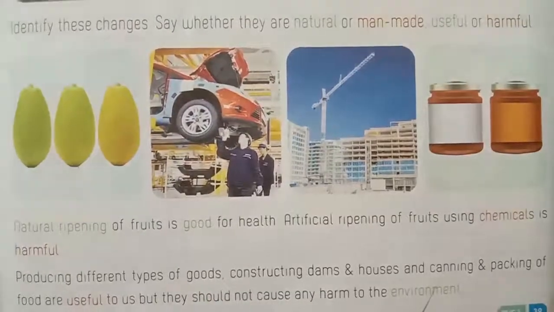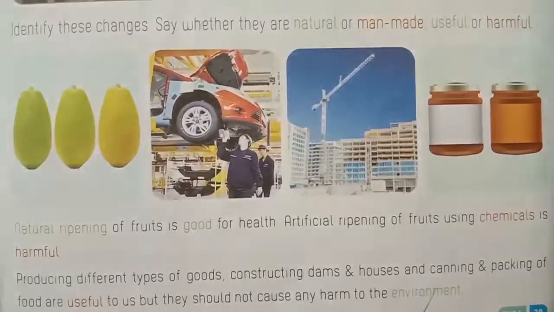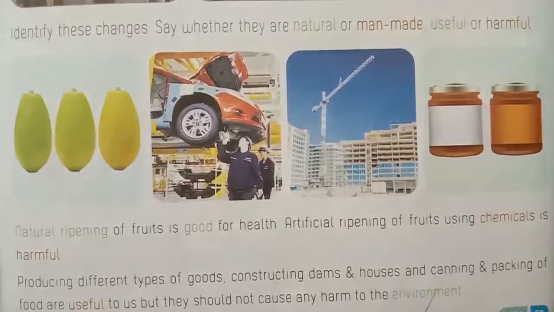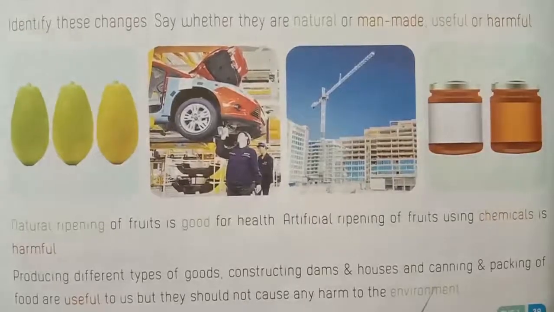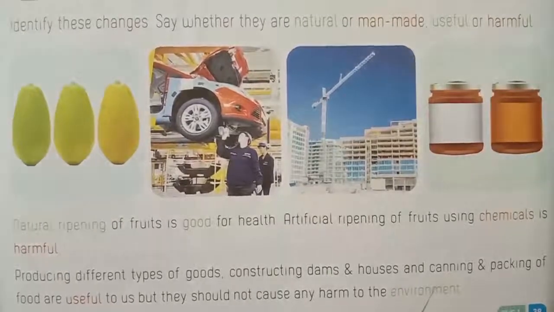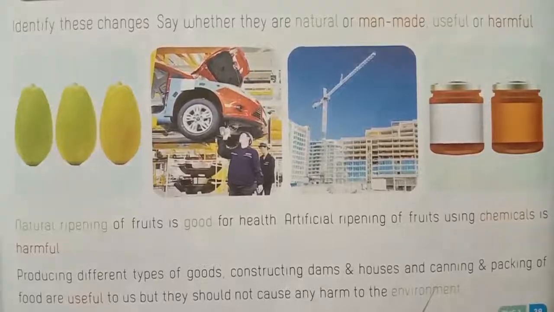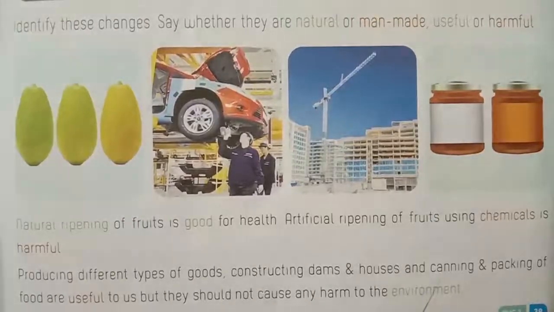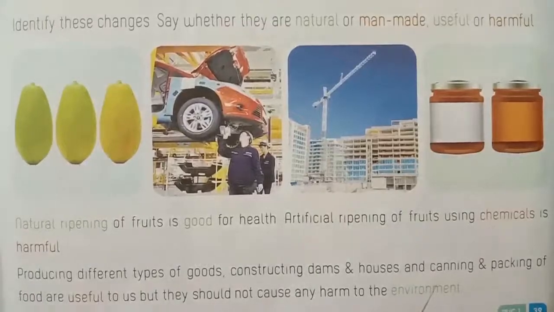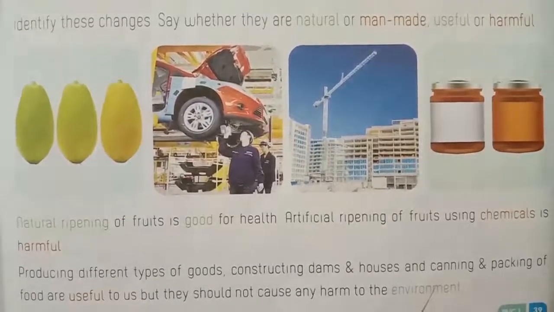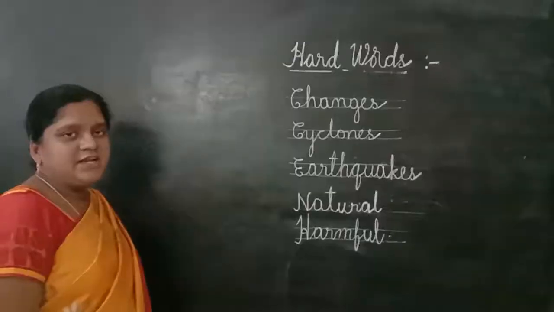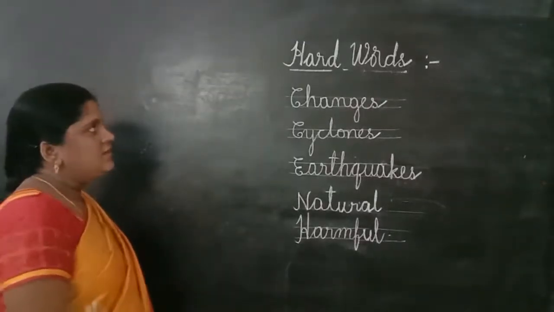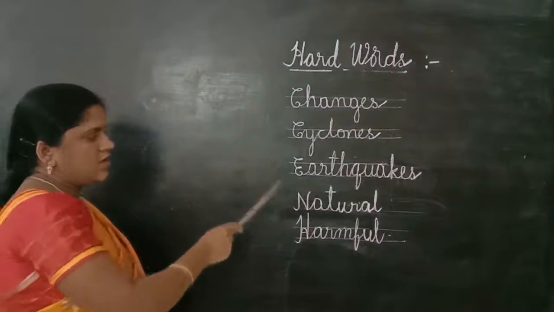Okay children, understood? Natural ripening of fruits is good for health. Artificial ripening of fruits using chemicals is harmful. Producing different types of goods, constructing dams, houses, and canning and packing of food are useful to us, but they should not cause any harm to the environment. Okay children, understood? Children, today's home task: learn and write these hard words.